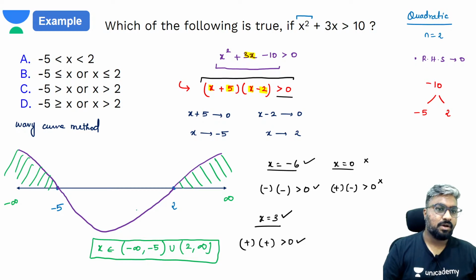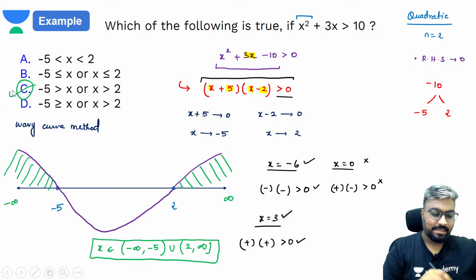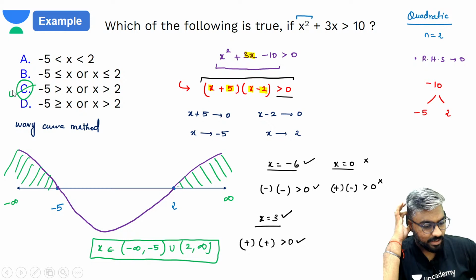Yes guys, so x has to be less than -5, x has to be greater than 2. So our answer is option C. Say yes if you've understood this method, everyone.